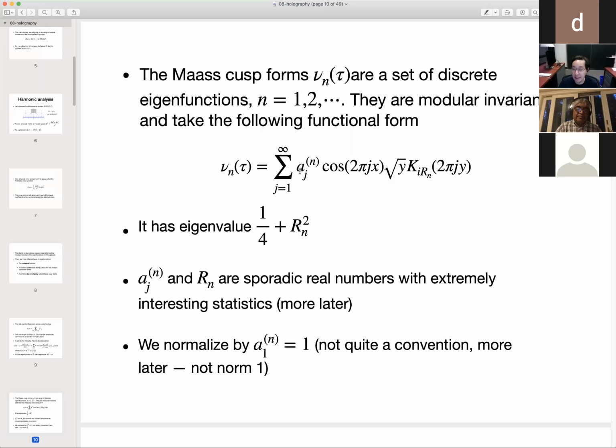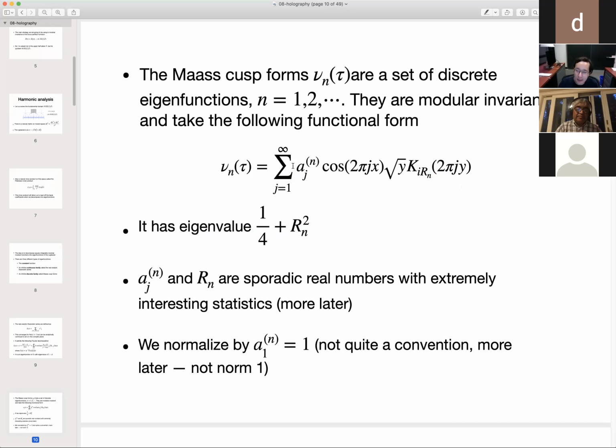But these real numbers are not here to make the function an eigenfunction. They're here to make the function modular invariant. And it turns out that only for very special values of R sub n, which controls the eigenvalue, does there exist any solution for these a_j's that makes this function modular invariant, which makes it an eigenfunction of H mod SL2Z.